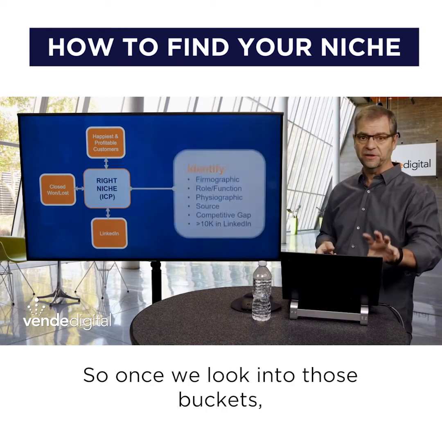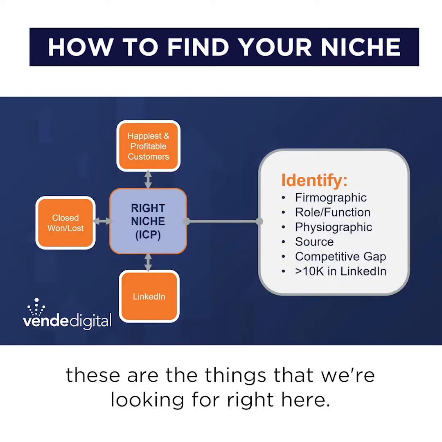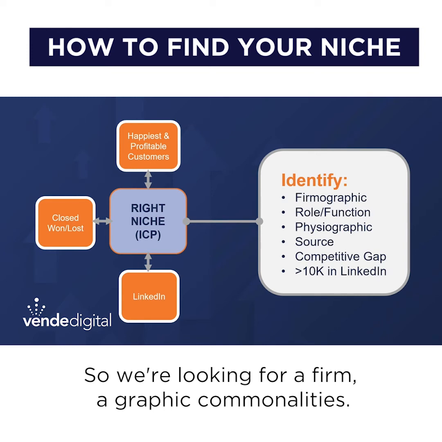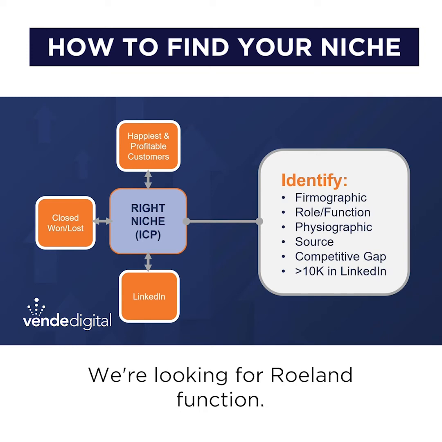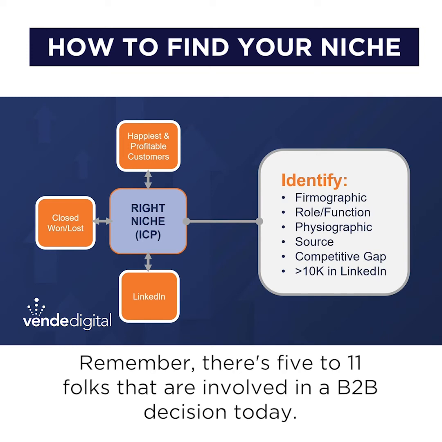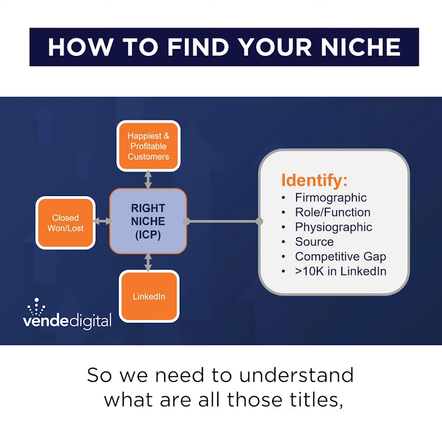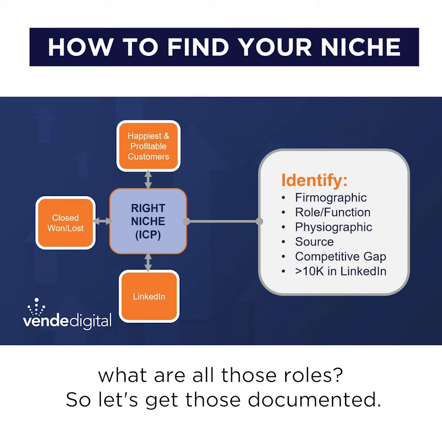So once we look into those buckets, these are the things that we're looking for right here. So we're looking for firmographic commonalities. We're looking for role and function. Remember, there's 5 to 11 folks that are involved in a B2B decision today. So we need to understand, what are all those titles? What are all those roles? So let's get those documented.